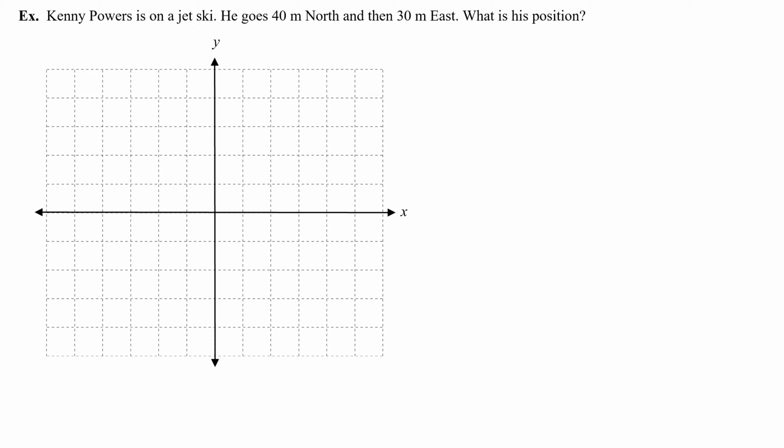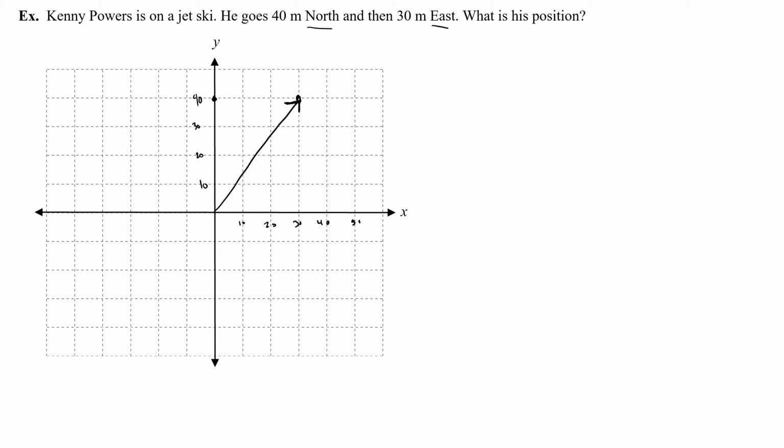All right, let's do another problem. Kenny Powers is on a jet ski. He goes 40 meters north and then 30 meters east. What is his position? Okay, now in this problem, you're first going to go north, which is up, and then east, which is right. So this means you go, let's say, like each of these things represents 10, 20, 30, 40. And then the same this way. Okay. So if you're going to go north 40, you'd be here. And then you'd go east. So east is to the right, 30, which would be there.